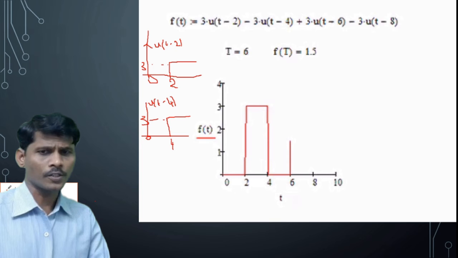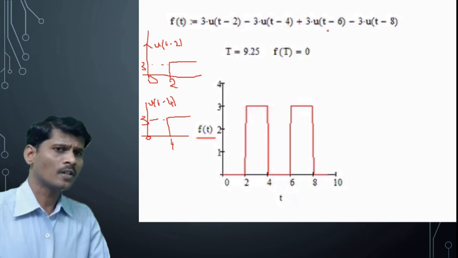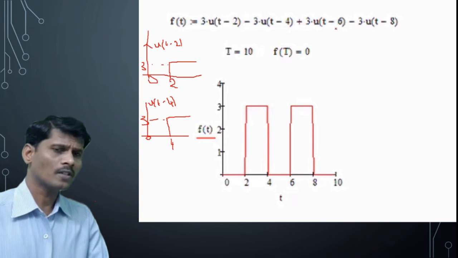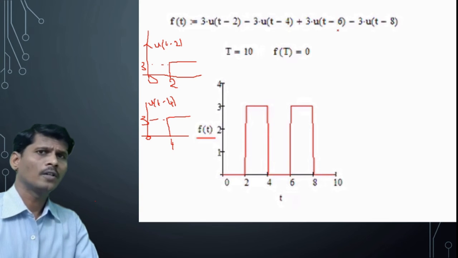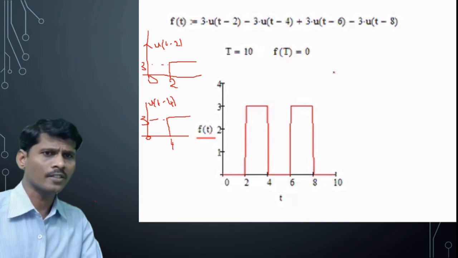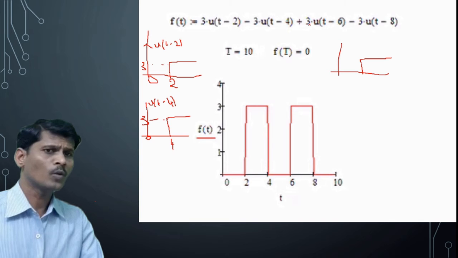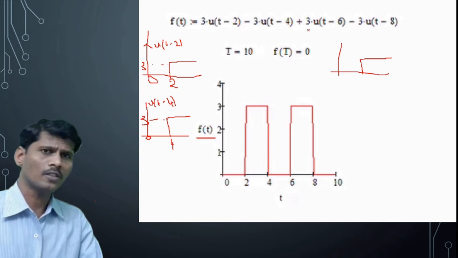Next, continuation of the same example. Here, subtracting the 3u(t-8) signal from 3u(t-6). So first draw the graphical representation of 3u(t-6). Using the definition of the unit step signal, u(t-6) is equal to 1 for t greater than or equal to 6. So for t greater than or equal to 6, the magnitude is 3 into 1, which is 3. This is the graphical representation of 3u(t-6).